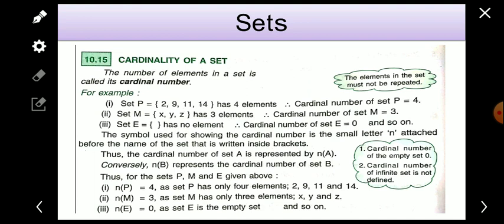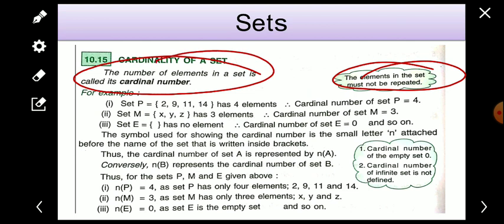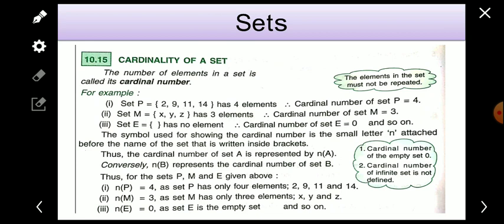So here we'll keep one thing in our mind, that elements should not be repeated whenever we are going to count the number of elements. If any element is repeated, it will be considered as only one, even if it is written 2 times, 3 times, 4 times. Any element must be written only one time, not more than that. So here we are talking about the cardinal number. The number of elements of a set is called the cardinal number.